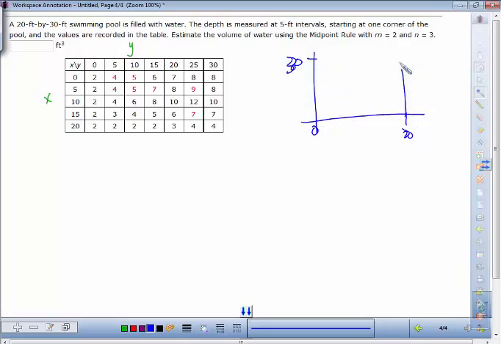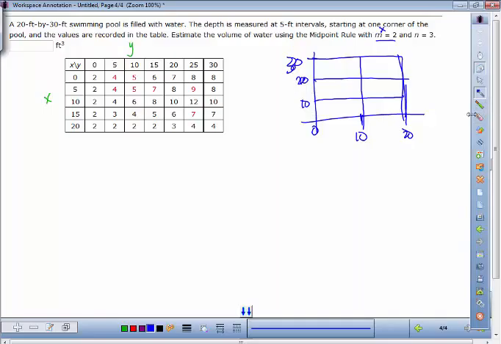And then they want our m, our x partitions, to go to 2. So that's only cutting this up into 2 pieces, right? So this is 10. And then they want your n partition into 3. So that's also 10. So it looks like our delta x and delta y are both equal to 10.